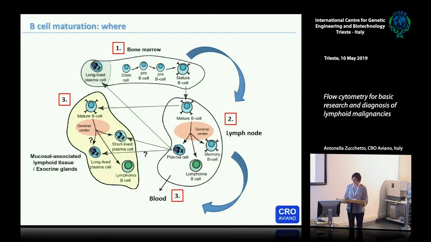B cells. The first step of maturation of B cells is in the bone marrow, where the cell matures, and maturation means that this cell exposes on the surface the immunoglobulins, which are the characteristic of these cells. Then the cells migrate to the lymph node, where there are further steps of maturation from naive to mature cells, passing through the germinal center. And then they differentiate to plasma cells, which are cells that produce the antibodies, and these cells migrate again to the bone marrow. And the other mature cells go into the blood and also into mucosal associated lymphoid tissues.